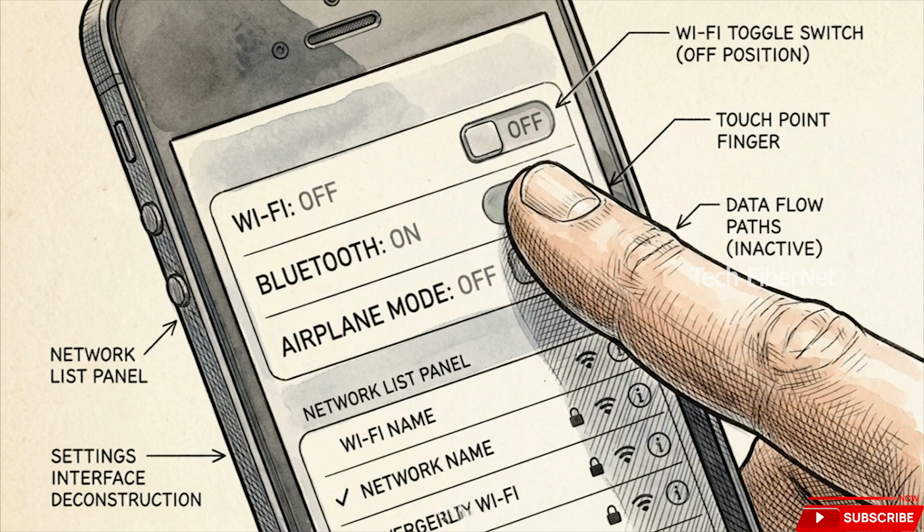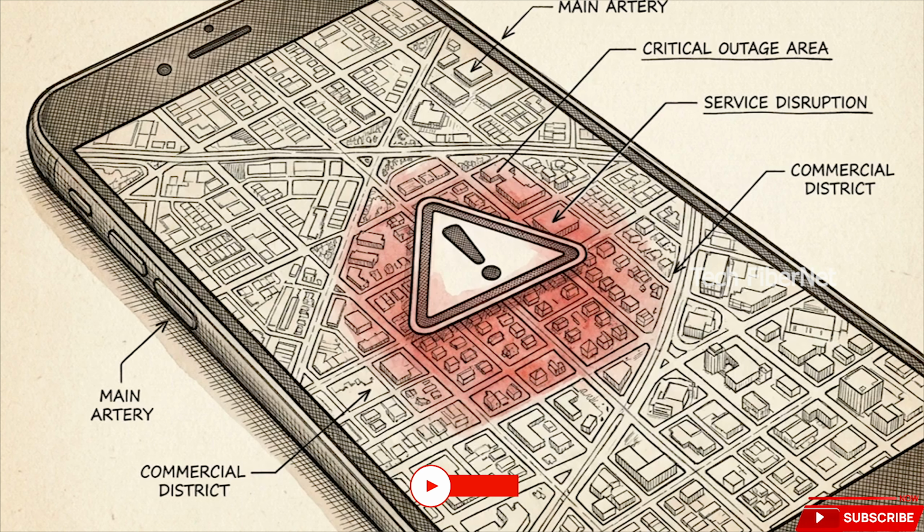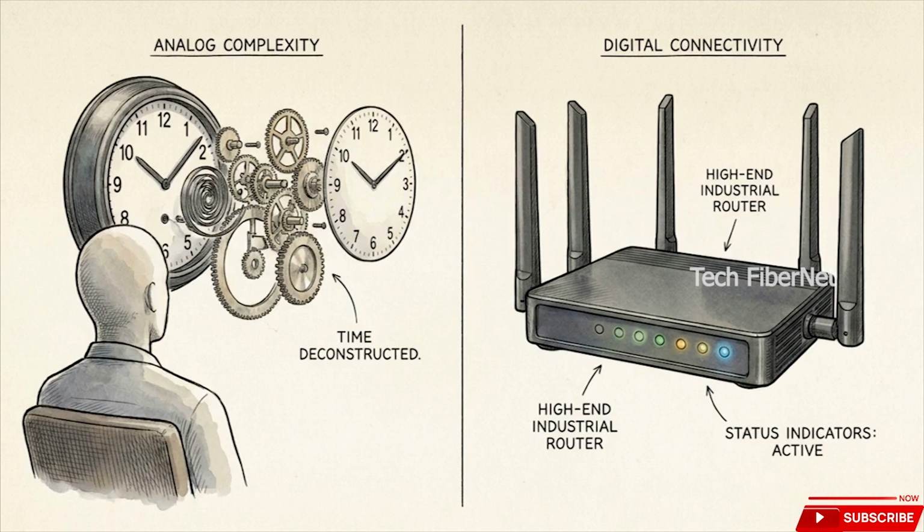Step 0 is isolation. Before we touch any hardware, turn off your phone's Wi-Fi. Use your cellular data to log into your internet provider's app and check for known outages in your neighborhood. If there's an outage, you just have to wait. If not, the problem is localized to your equipment.